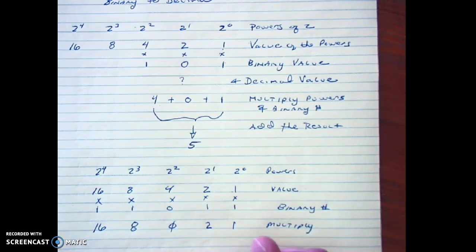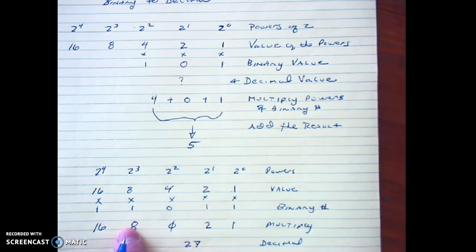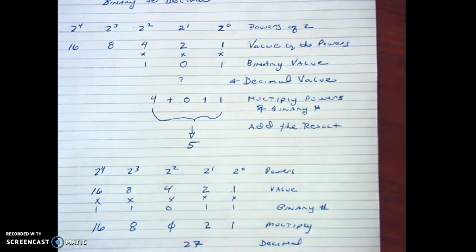This is actually the decimal, 27. Well, 8 plus 2 is 10, plus 16 is 26, plus 1 is 27. This is the value of 27. Pretty straightforward.